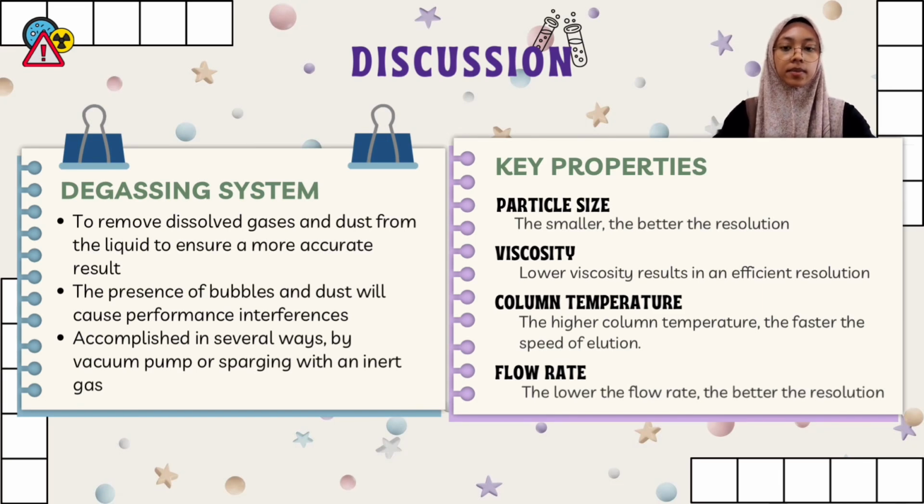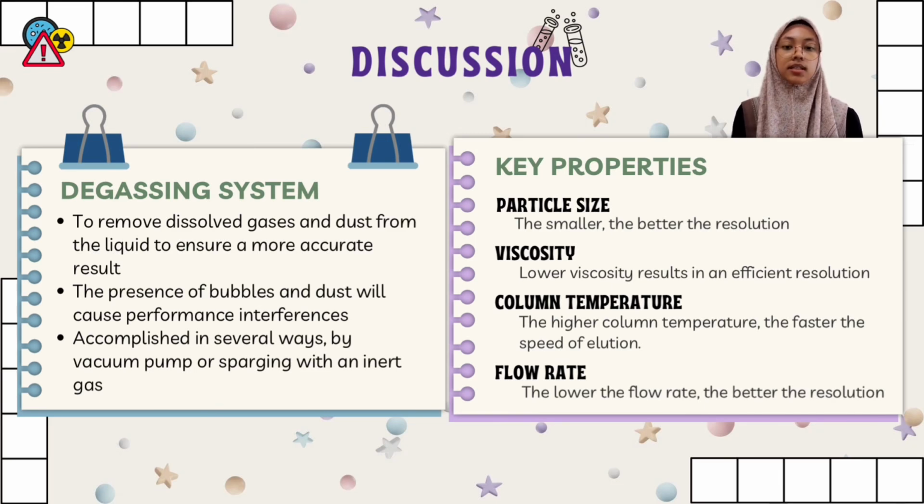Reverse phase HPLC is the most commonly employed HPLC technique, while normal phase HPLC employs a polar stationary phase and a non-polar mobile phase. For a good separation and accurate result, this experiment has applied the degassing system. The purpose of the system is to remove dissolved gases and dust from the liquid to ensure a more accurate result. The presence of bubbles and dust will cause performance interferences. Lastly, the degassing is accomplished in several ways by vacuum pump or sparging with an inert gas.